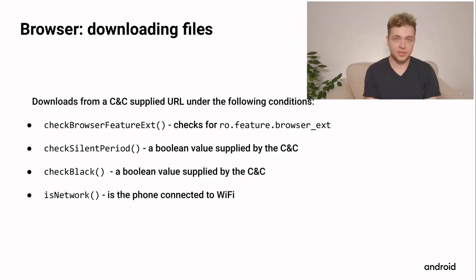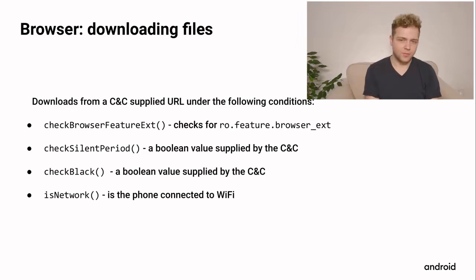There are several checks done. So there is one that checks the browser feature ext. As I said, this is the huge switch that controls whether Domino is running or not. So if it's set to false, this modification also won't run. Then it checks the silent period. This is the Boolean value that is supplied by the CNC. So if it's in a silent period, it won't download anything. It also has the check black method. This is again a Boolean value supplied by the CNC. I don't know what's the difference between these two. Maybe there's some logical difference on the CNC side.